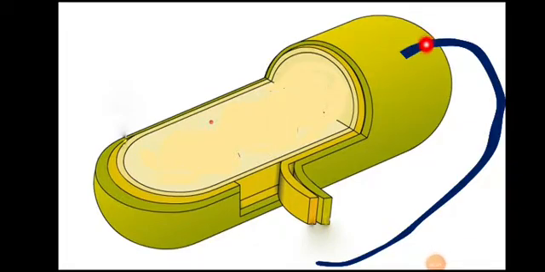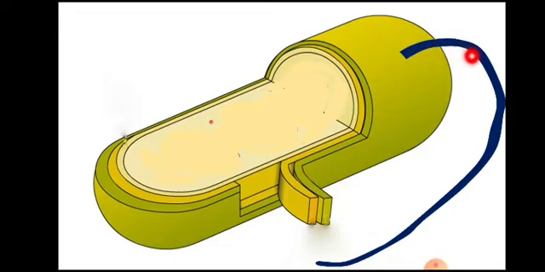This flagellum, which is present outside the cell, may be absent in certain bacteria. That means few bacteria have flagella and few bacteria do not possess this flagella. A single one is called a flagellum and the plural of that is flagella. The bacteria can be divided into two categories depending on the presence or absence of this flagella.